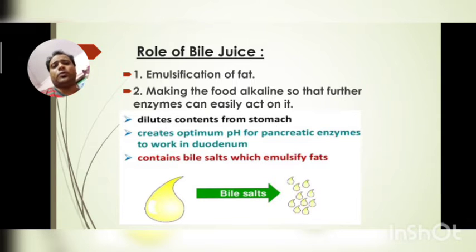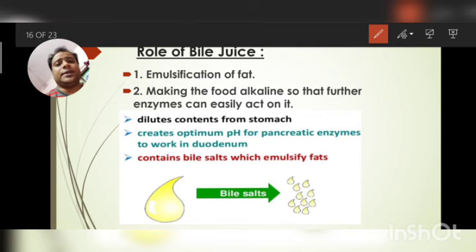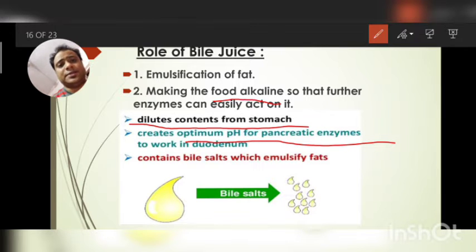How do they do it? First is the emulsification of fat, and after that they help to make the food alkaline, so that further enzymes can easily act on it. They help to dilute the content of the stomach. Alkaline means they help to create the optimum pH for the pancreatic enzymes to work in the duodenum. So this is the main function here.